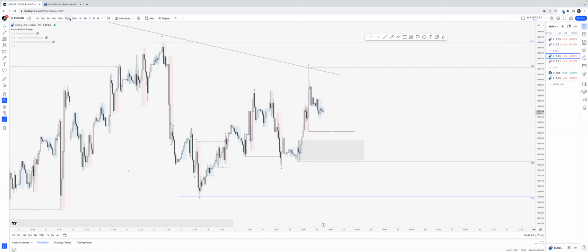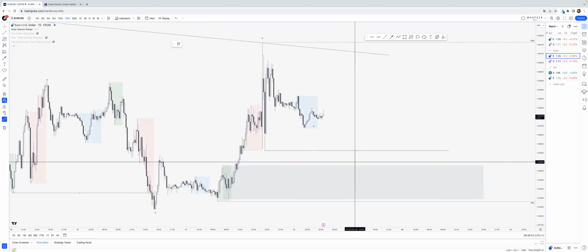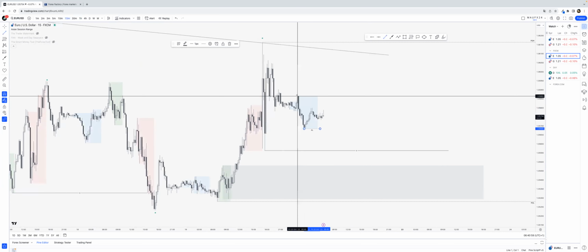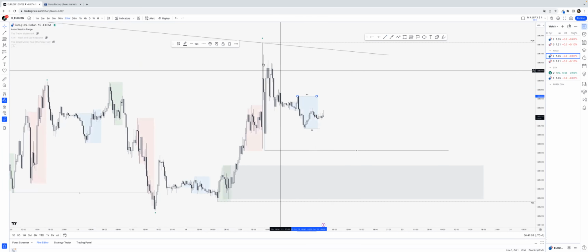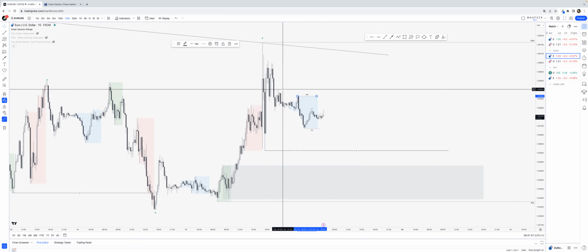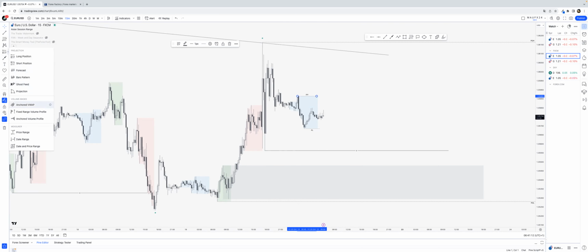But then we zoom in. We have here Asia highs, Asia lows. Then we have a high, low, lower high, lower low. We might get a short go up here.